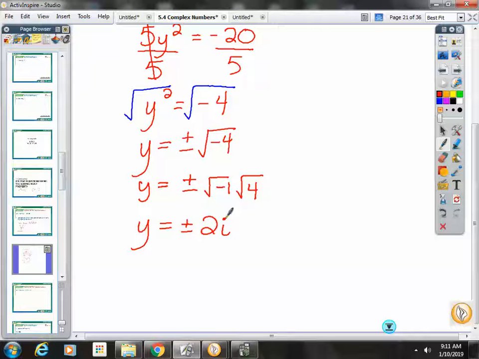Square root of negative 1 is i. Square root of 4 is 2. Plus and minus 2i. Lila: Why can't you just change it to like negative 2? Like right here? Do that, yeah.